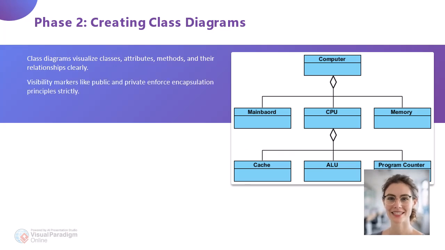Clearly marking access levels ensures that internal implementation details remain hidden, preventing external code from breaking the internal logic of your classes. Focusing on a single purpose prevents classes from becoming bloated and difficult to test, keeping the codebase clean and modular for future changes.